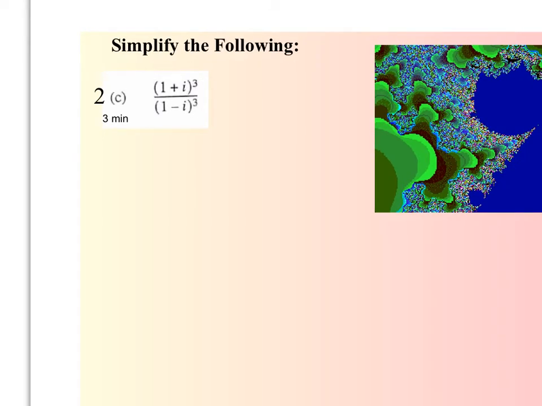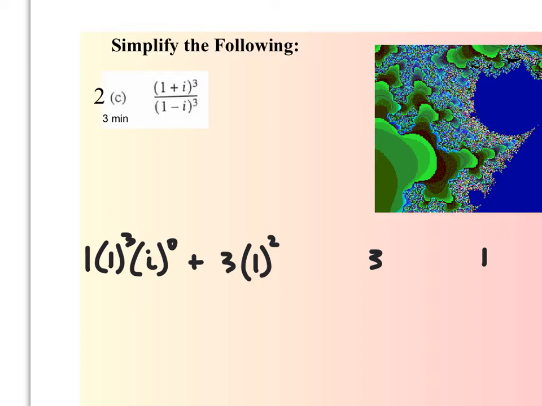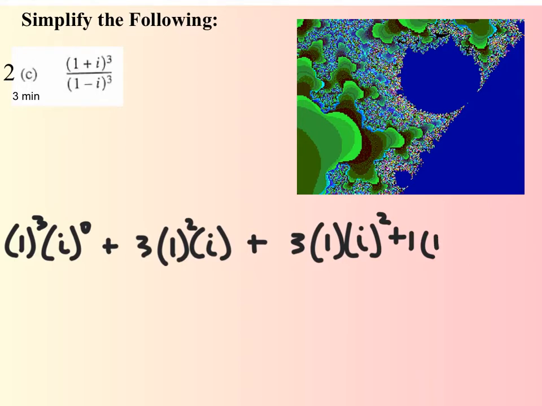All right, this one, what I would suggest doing, and I'm not going to do it, you're not going to want to use conjugates here. You're going to want to actually use binomial expansion. And recall that binomial expansion uses Pascal's triangle, so I'd have a 1, 3, a 3, and a 1. That would be 1 to the third, i to the 0. And that would be 1 to the second, i to the 1. And it would be 1 to the first, i to the second. And then it would be 1 to the 0, and i to the third.